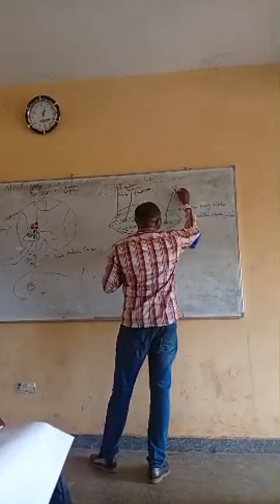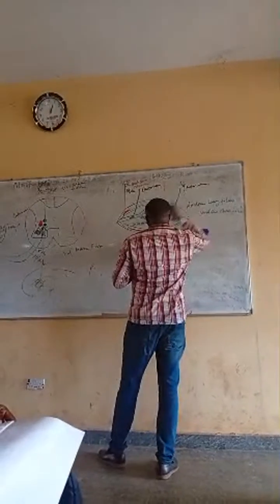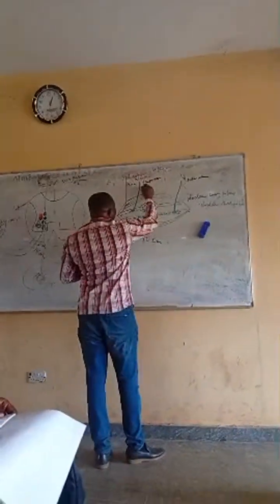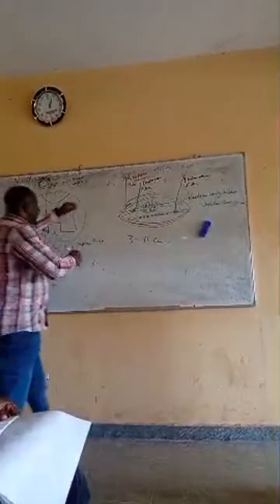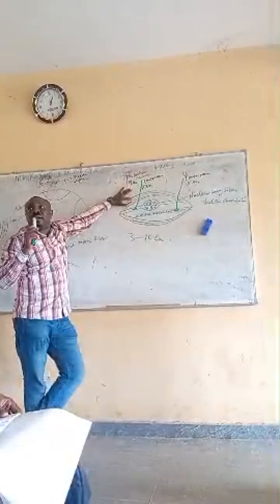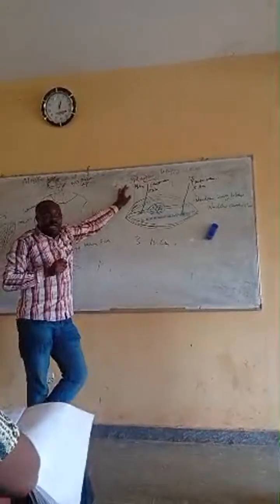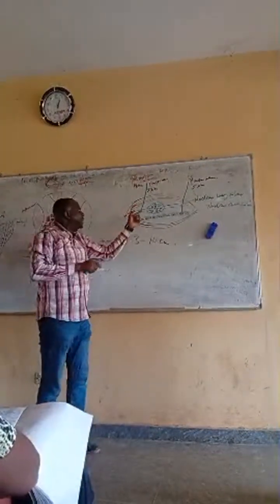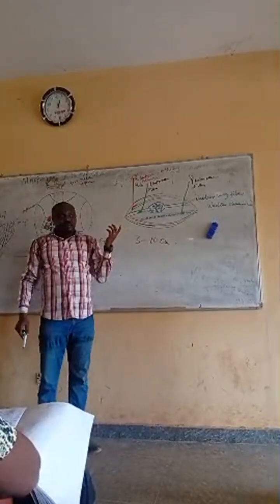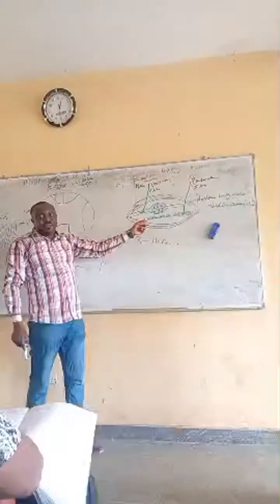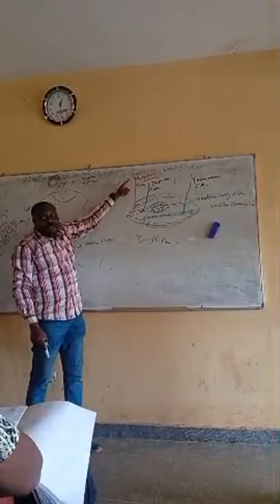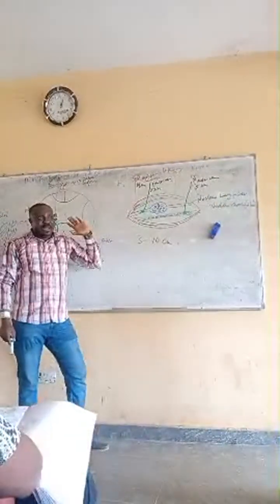This is 5 micrometer. You don't understand? See, the extrafusal muscle fibers are innervated by the alpha motor neuron, whereas the gamma motor neuron innervates the intrafusal fibers. The gamma motor neuron innervates the intrafusal fibers. The alpha motor neuron innervates the extrafusal fibers. Are you there?